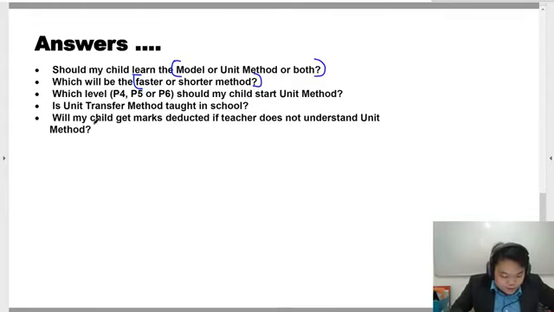Then after that, will my child get marks deducted if the teacher does not understand unit transfer method? Okay, this pops up a lot, so I'll do my best to answer this. For certain schools, they have their own practice, they have their own way of doing things. But at the PSLE level, it is stated that all workings that are clear, concise, and logical, marks will be awarded for these workings. Okay?